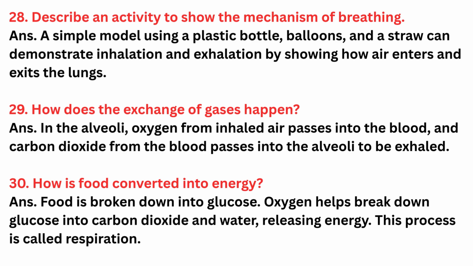Question number 29. How does the exchange of gases happen? Answer. In the alveoli, oxygen from inhaled air passes into the blood and carbon dioxide from the blood passes into the alveoli to be exhaled. Question number 30. How is food converted into energy? Answer. Food is broken down into glucose. Oxygen helps break down glucose into carbon dioxide and water, releasing energy. This process is called respiration.